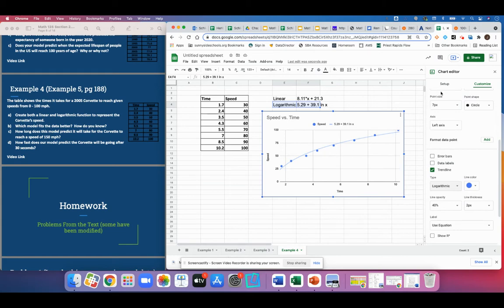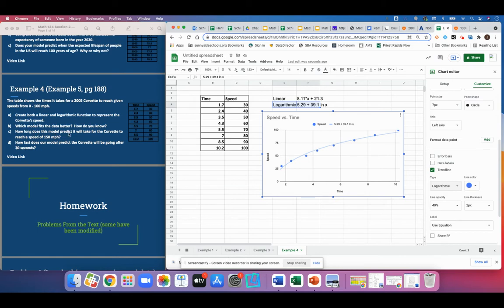And Corvettes are awesome, but they cannot continue increasing speed indefinitely. So if we went with the linear model, that linear model would predict that the Corvette would eventually reach 1,000 miles per hour, which is not going to happen. The logarithmic coming up and then flattening out at the top kind of represents the Corvette's top speed. And so this is definitely a better model.